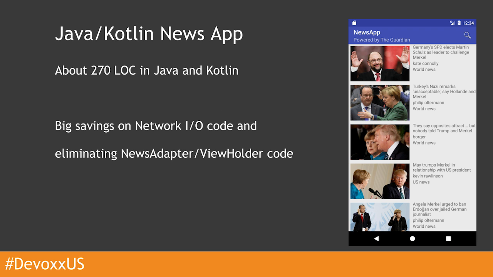And when it was all said and done, an app that was 500 lines in Kotlin came out to about 270 lines in a mix of the two. And a lot of that savings in writing code came from eliminating the NewsAdapter, the view holder, and all of the weird loader stuff, which might be good or bad to do, but loaders are a pain in the butt.